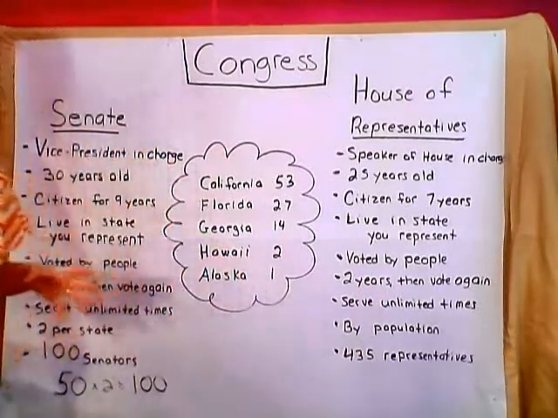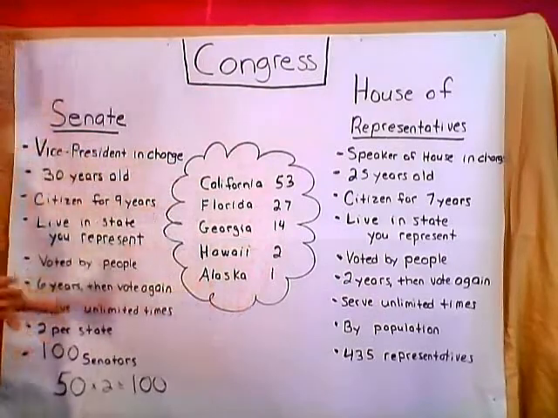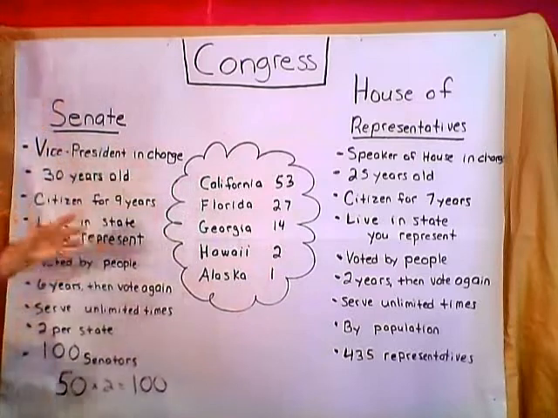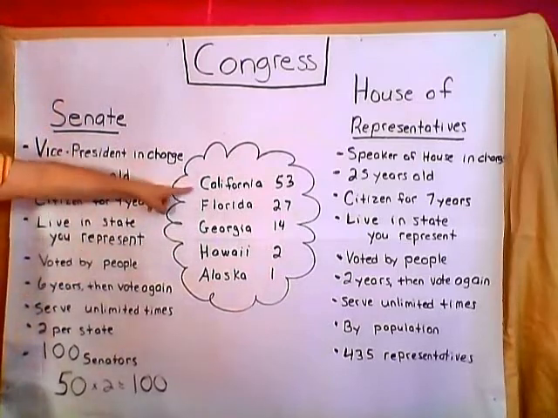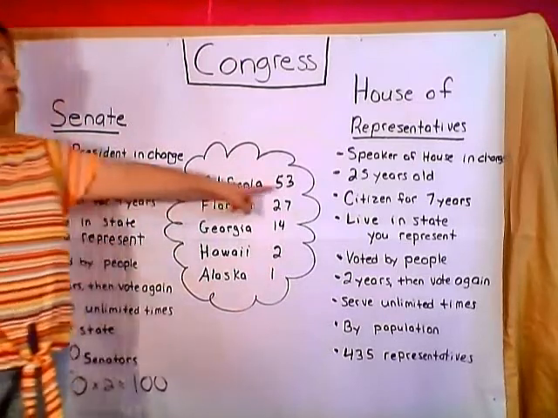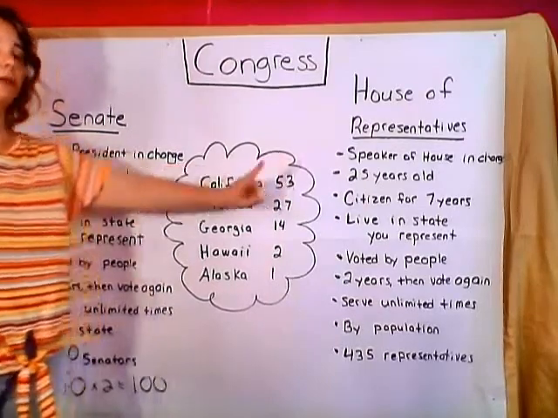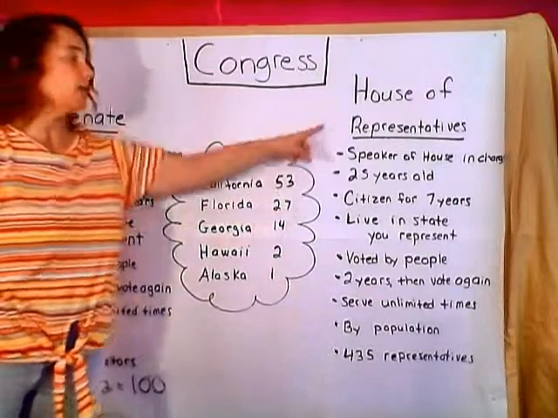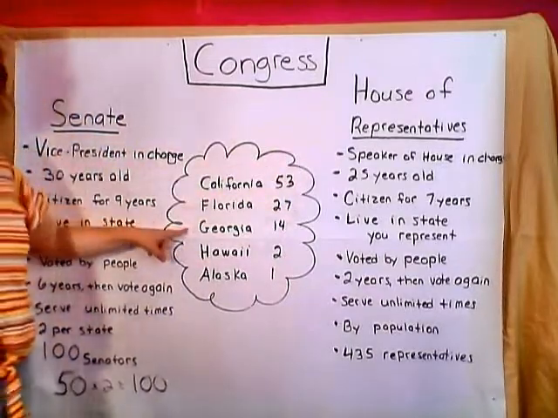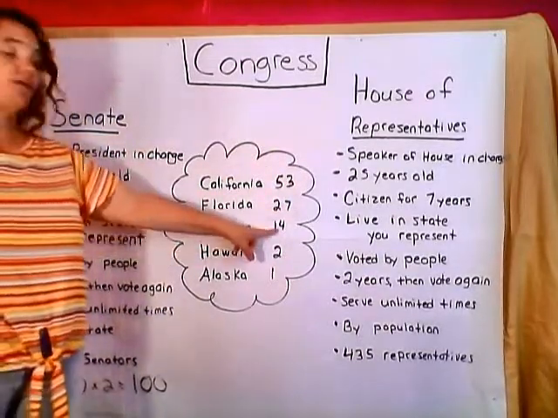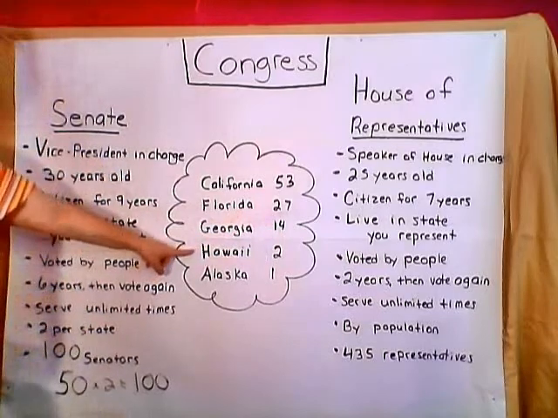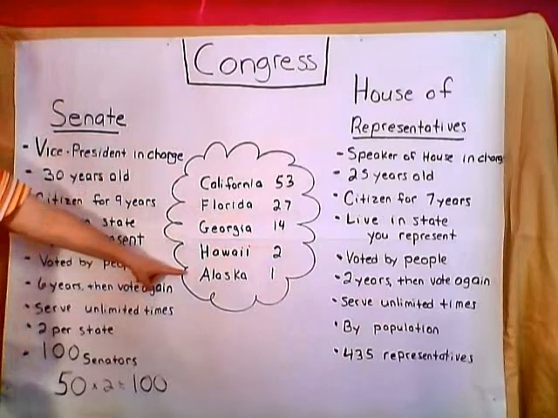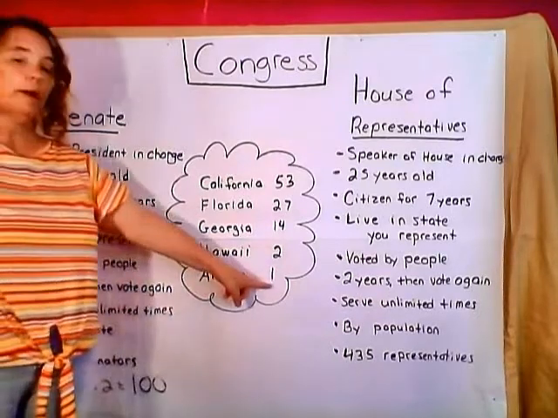But now I want to talk about this area here in the middle, the reason why they wanted this big compromise. So we said California has the most people living in the state, so it has 53 representatives. Florida, we have 27 representatives in the House of Representatives. Georgia, because of how many people live in their state, they have 14. Hawaii, because of how many people they have, 2. Alaska, because of how many they have, we said, they only have 1 person.